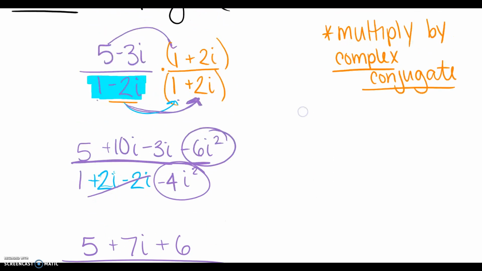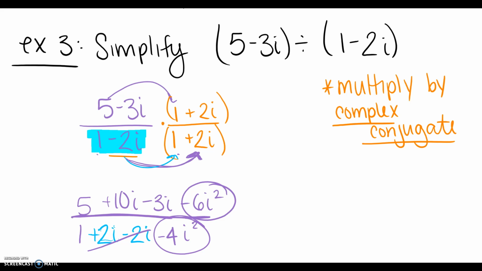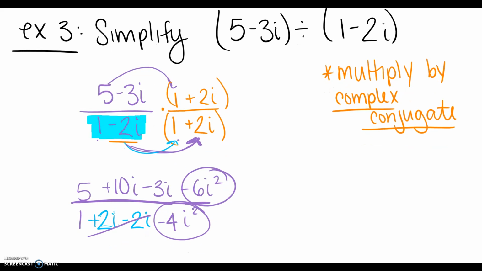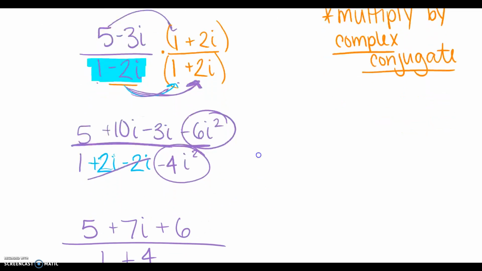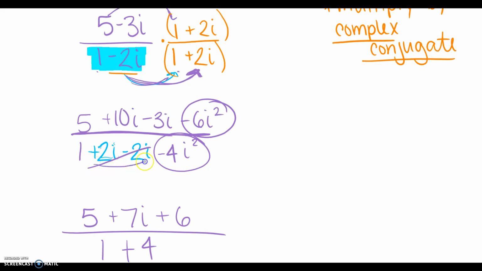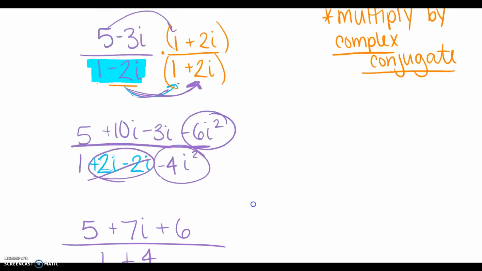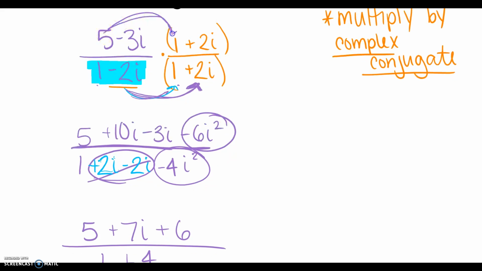So the thing with complex conjugates, or just dividing and rationalizing the denominator, is making sure you multiply by the complex conjugate, which means that the imaginary terms will disappear. But be careful when you distribute your numerator. Make sure you distribute it to everything.